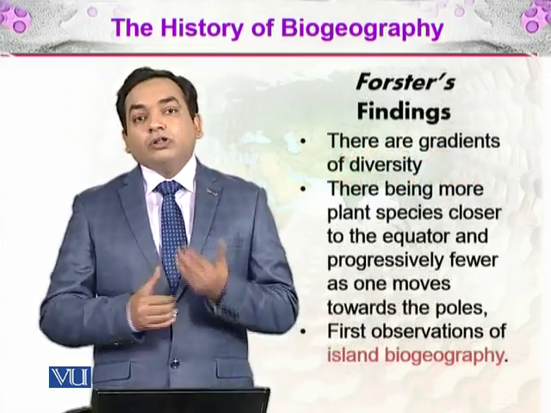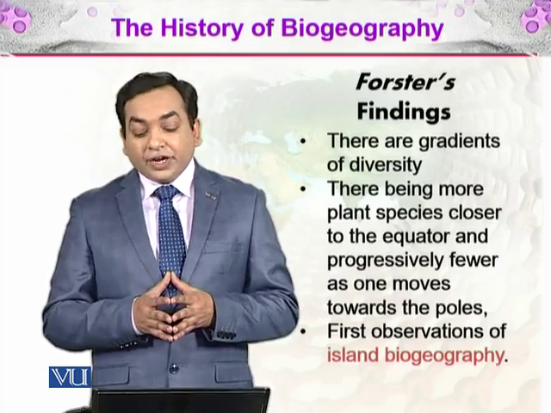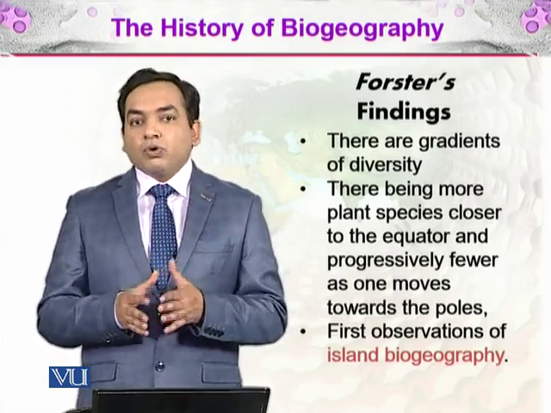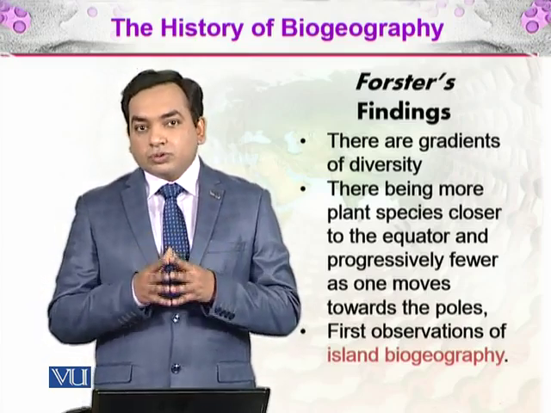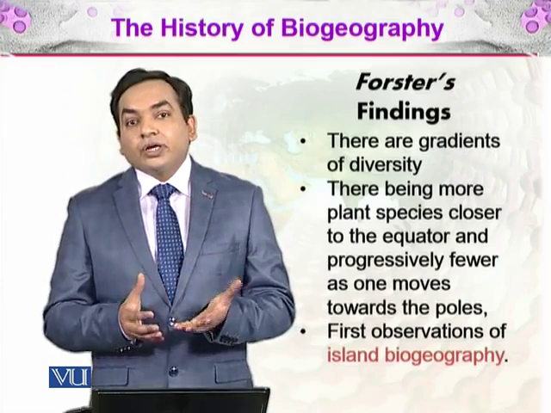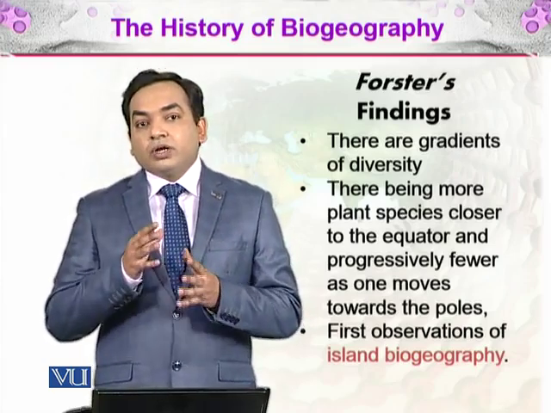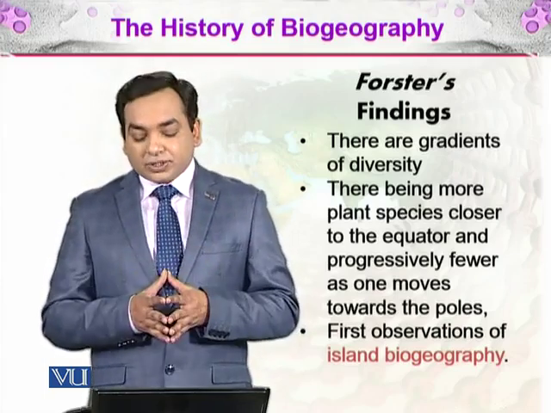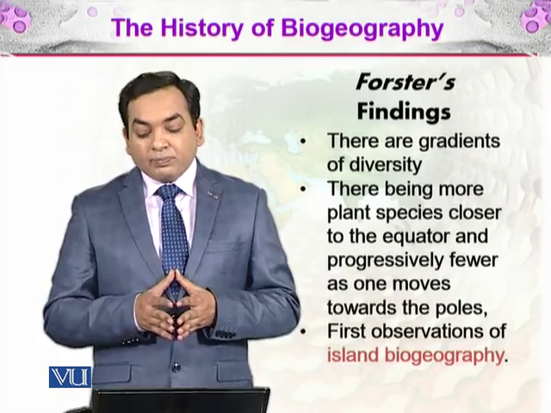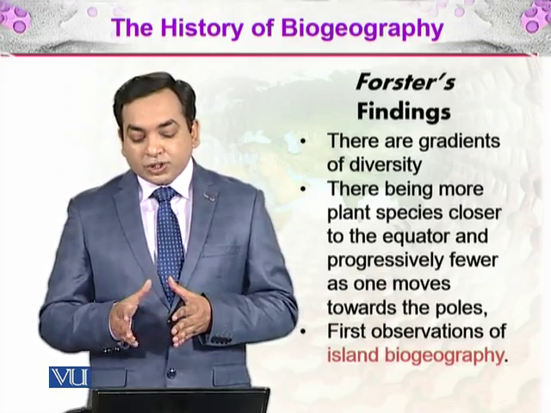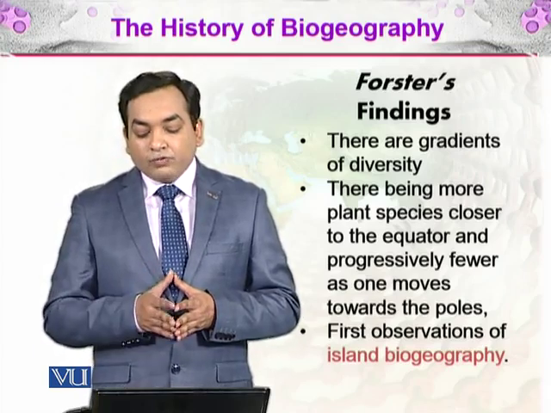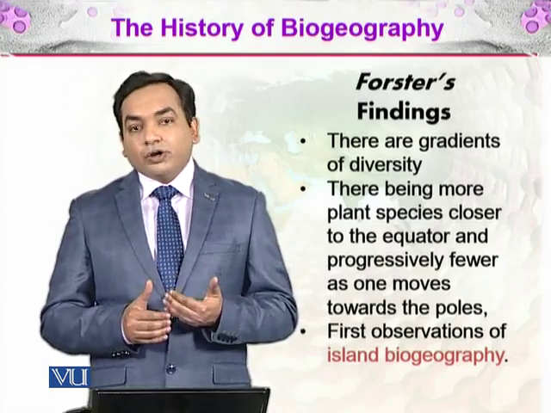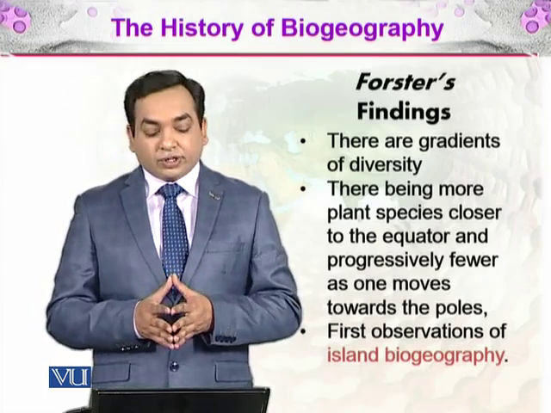He also found that there are gradients of diversity. Gradients of diversity means that there is more diversity towards the equator. As we go away from the equator, there is less and less diversity, with more plant species closer to the equator and progressively fewer as one moves towards the pole. The first observation of island biogeography was also made by Forster.